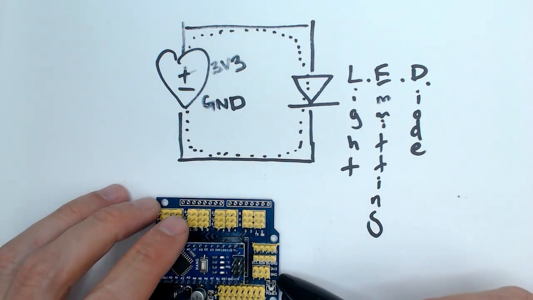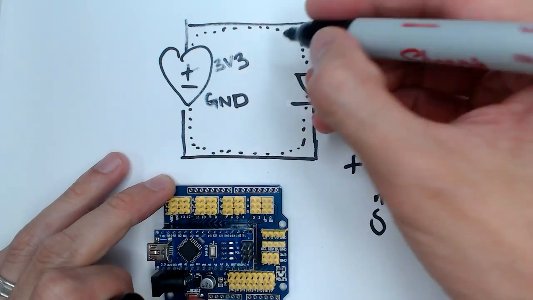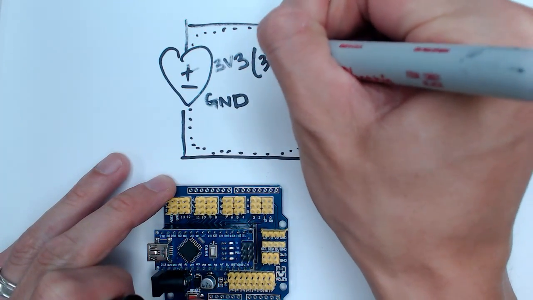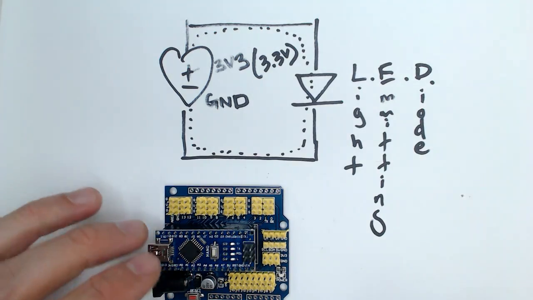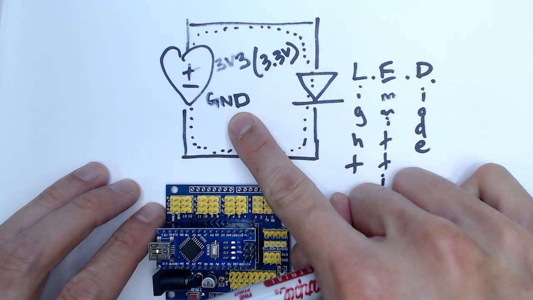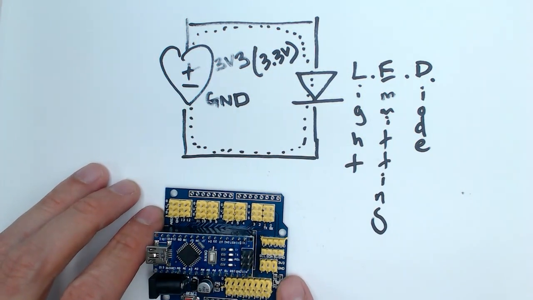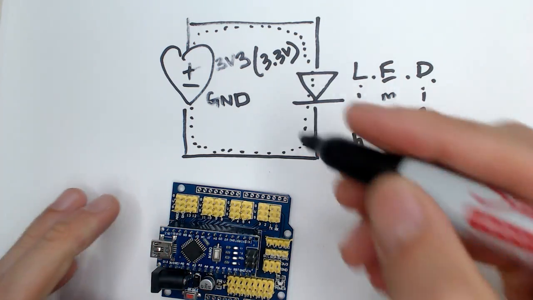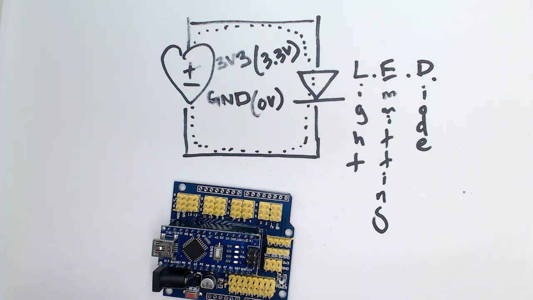3V3 that we see here on our brain is the same as 3.3 volts. Now you might be wondering, what is 3.3 volts? I'll get into that in a second. Now GND is always going to be connected to the minus whenever we're doing circuits in this class. GND is the same as 0 volts. So now that we've established that, ground is the same as 0.